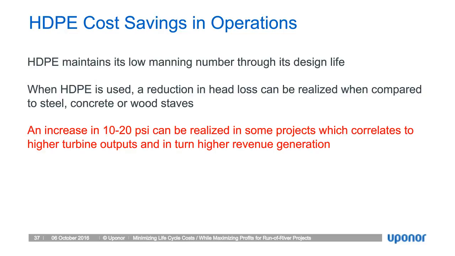You also have cost savings in operation. High-density polyethylene maintains its low Manning's number throughout its design life. I've done several walkthroughs of Whalite pipe that has been installed for 5 to 7 years, and there's no buildup on this pipe whatsoever. It's so slippery that nothing really has the chance to lend itself to the surface of the pipe. When polyethylene is used, a reduction in head loss can be realized when compared to steel, concrete, or wooden staves. An increase in pressure anywhere between 10 and 20 psi can be realized in some projects, which correlates to higher turbine outputs and, obviously, higher revenue with higher power generation.